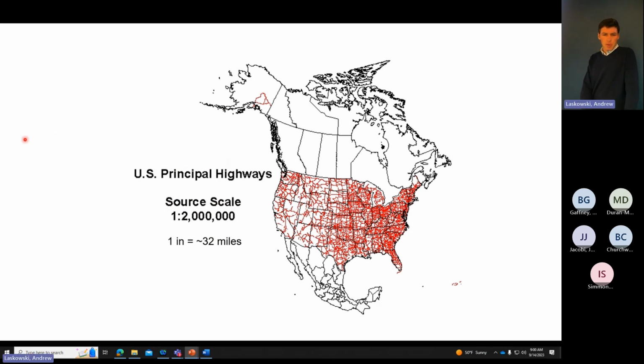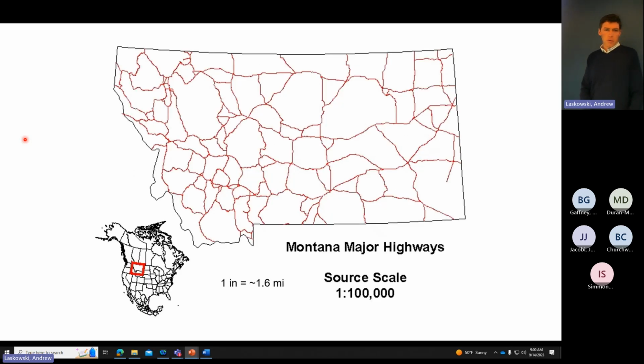So a couple more examples, right? If we zoom way out on this US highways map with a source scale of 1 to 2 million, it's pretty good, right? We get a sense for where the highways are in the United States. They don't look really segmented. They look pretty accurate. But if we start zooming in, we're going to need more detail in this data set. So for Montana major highways, we might need a source scale of about 1 to 100,000, which is a larger scale.